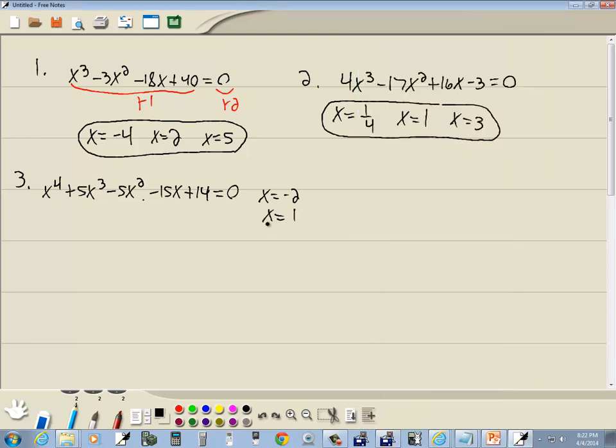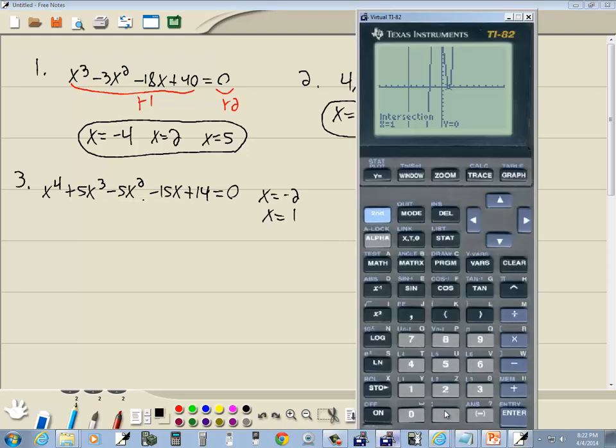Well, I know there's 1 right beside it, so I'm going to do second trace again and choose intersect. Again, our answer is where it crosses the x-axis. Enter our first curve, enter our second curve, and I'll do a right arrow key to move it over to the right side of those. So I'll find the one over on the right. Now I'll press enter.